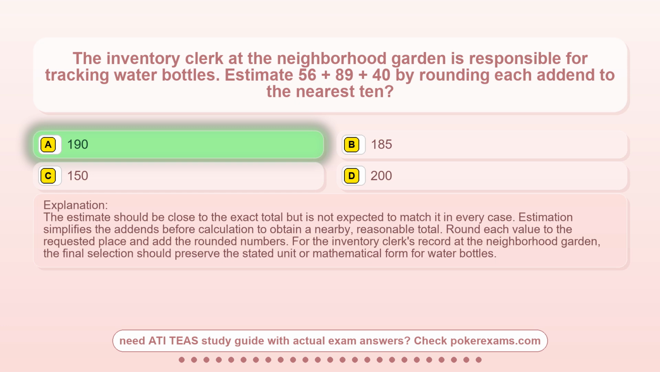The estimate should be close to the exact total but is not expected to match it in every case. Estimation simplifies the addends before calculation to obtain a nearby, reasonable total. Round each value to the requested place and add the rounded numbers. For the inventory clerk's record at the neighborhood garden, the final selection should preserve the stated unit or mathematical form for water bottles. Question 10.